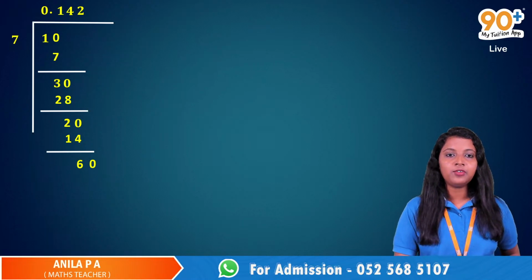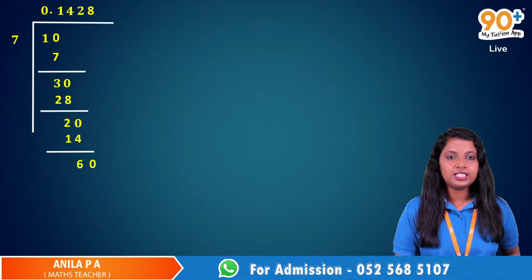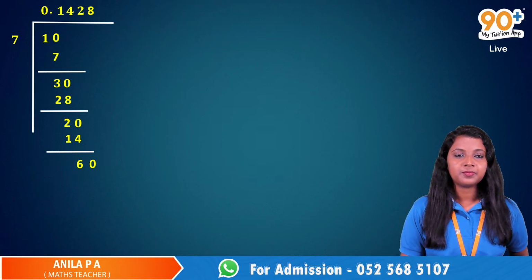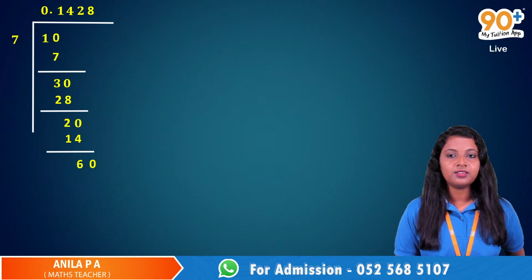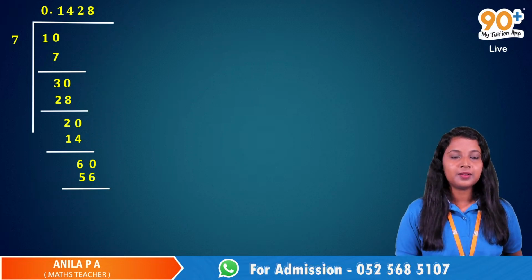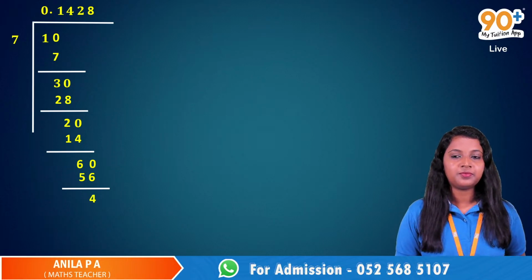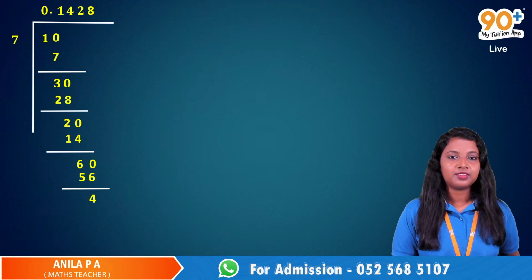Before that we have to put a 0 here just beside the 6. Yes, we will put 0. Then 8 sevens are 56. And the remainder is 4. And then you will put a 0.